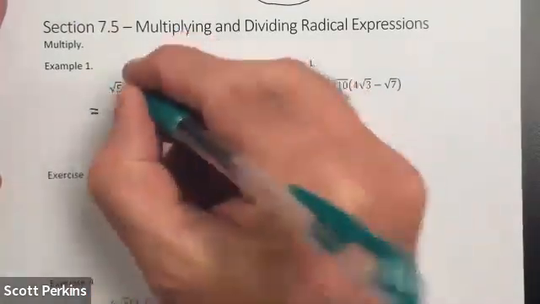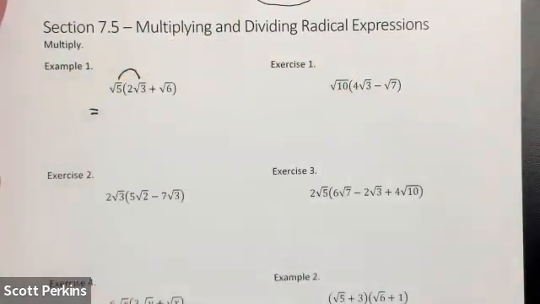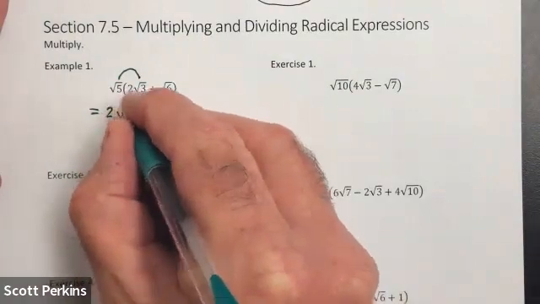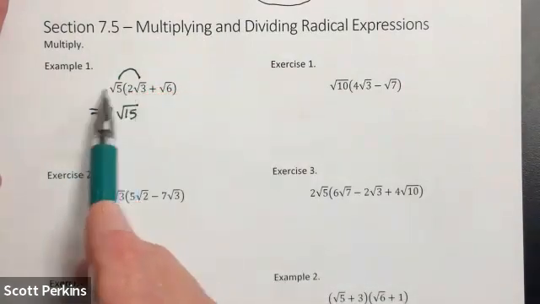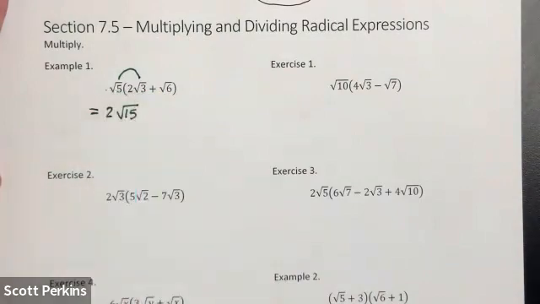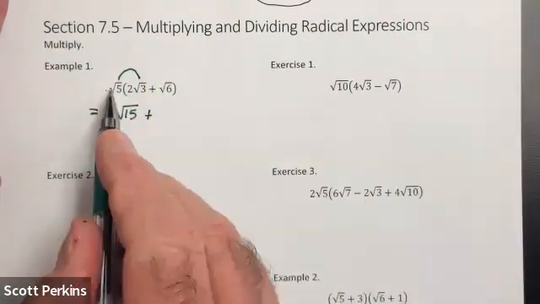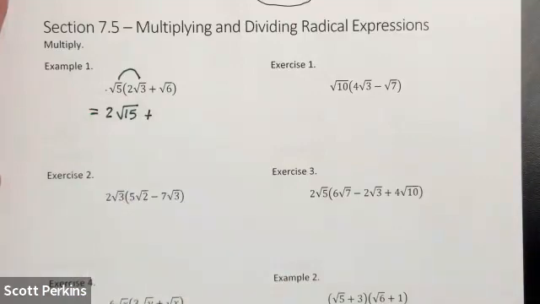So here it goes. Square root of 5 times 2 square root of 3. What do you think I get when I multiply those two things? 2 square root of 15, perfection. Okay, there's no other thing outside the radical, so the 2, and then 5 times 3 is 15, great. And then square root of 5 times square root of 6 is square root of 30, perfect.